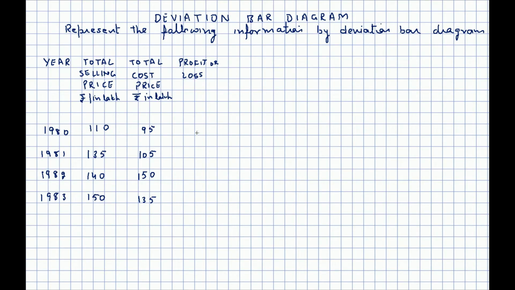In 79-80 there is profit. So we will show it with the positive sign, that is plus 15. In 80-81 there is again profit. So this is again plus 30. In 81-82 there is loss. So we will show it by minus 10. And in 82-83 there is again profit. So show it by plus 15.